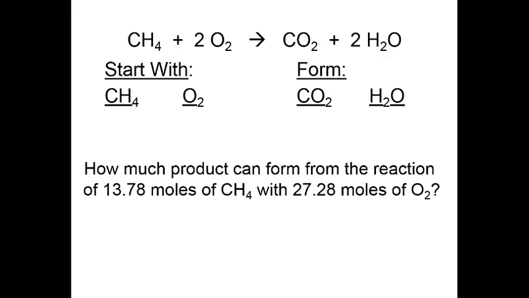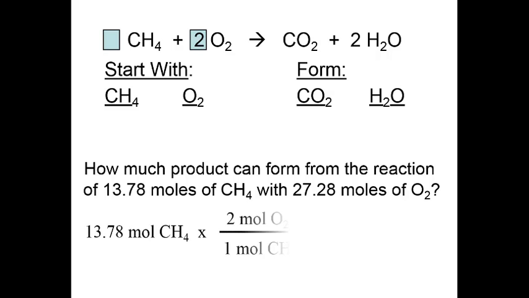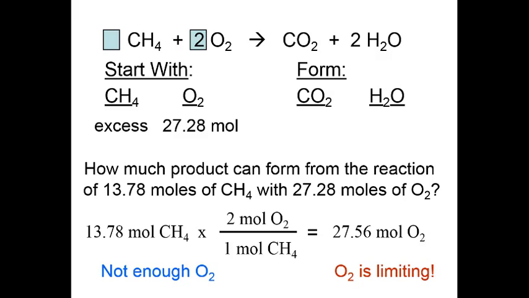For example, how much product can be formed from the reaction of 13.78 moles of CH4 with 27.28 moles of O2? To find out how much O2 is needed, we can construct a conversion factor from the 1:2 ratio in the balanced equation. Starting with the moles of CH4 and applying the conversion factor with moles of CH4 on the bottom, we find we need 27.56 moles of O2. Alas, there is not enough O2 present, so O2 is the limiting reactant. We will base our calculations on O2.